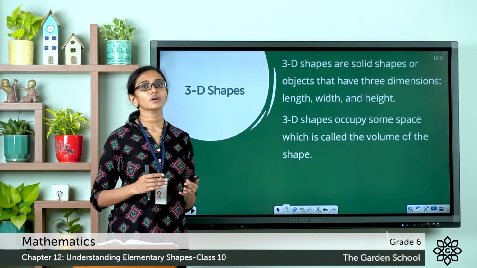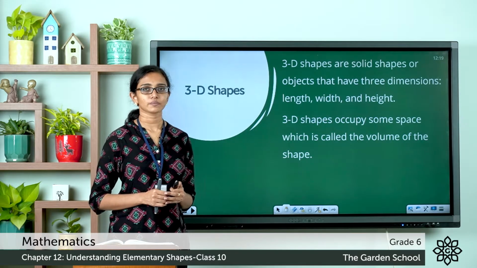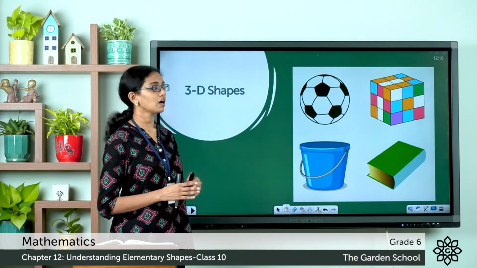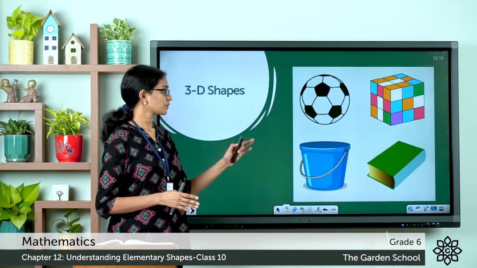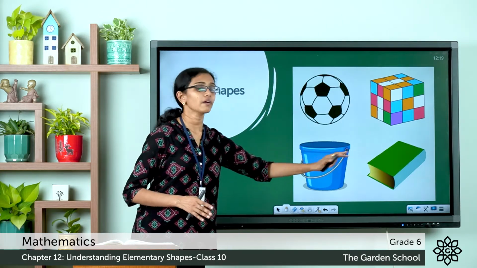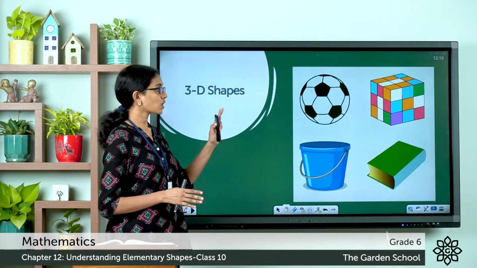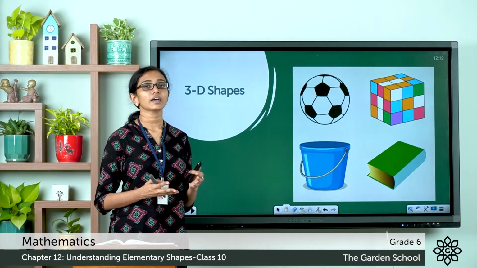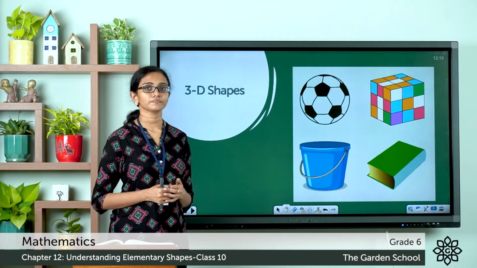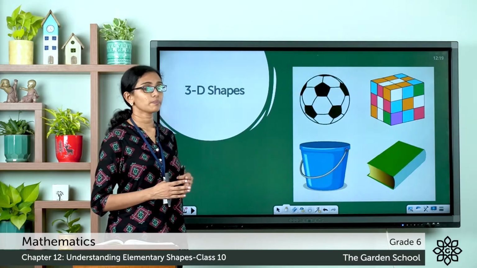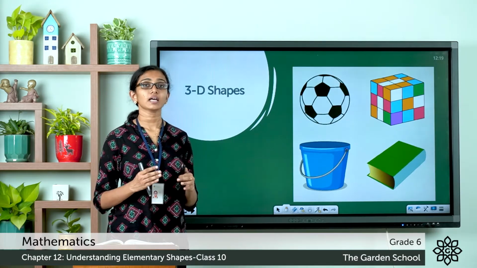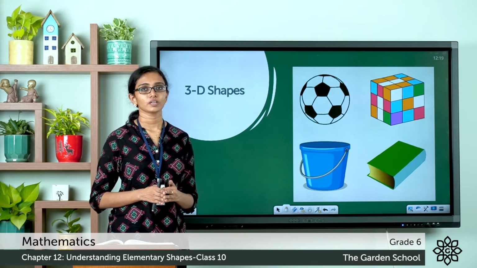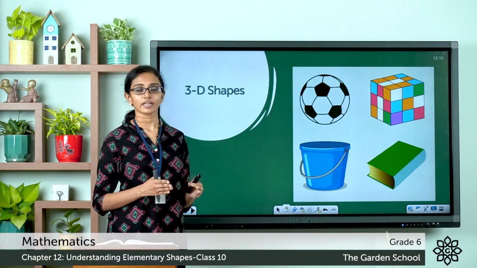Let's see a few real life examples of 3D shapes. Here you can see a ball and there we have a Rubik's cube. Here we have a bucket and there we have a book. You can see in all of these shapes there will be length, breadth, height or width or thickness to them. So these occupy some space and they contain some space within called the volume of the shape. So these are examples from our real life.